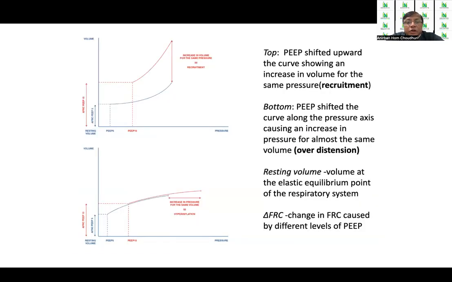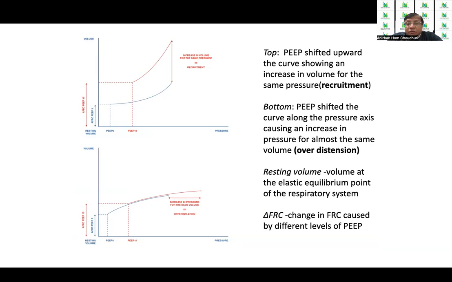As you can see here in the top curve, the change in FRC with the application of PEEP, the curve is shifted upward, showing an increase in the volume for the same pressure. Therefore, we can see here that there is recruitment. In the bottom, you see the PEEP shifted the curve along the pressure axis to the right, causing an increase in pressure for the same volume. So here there is overdistension. So both recruitment and overdistension are possible, and one needs to be careful and identify what is happening.